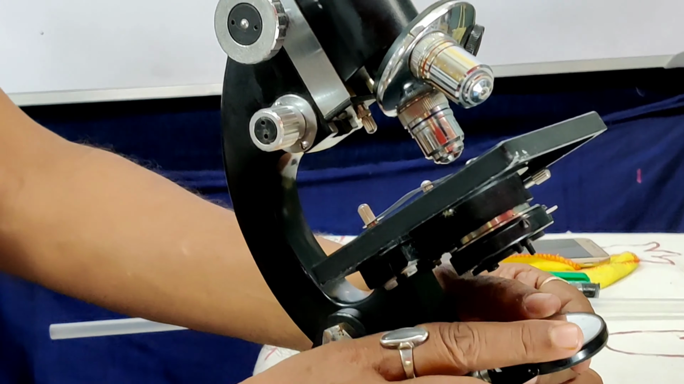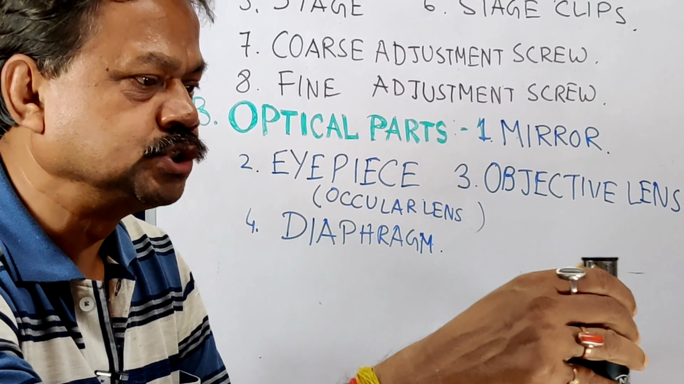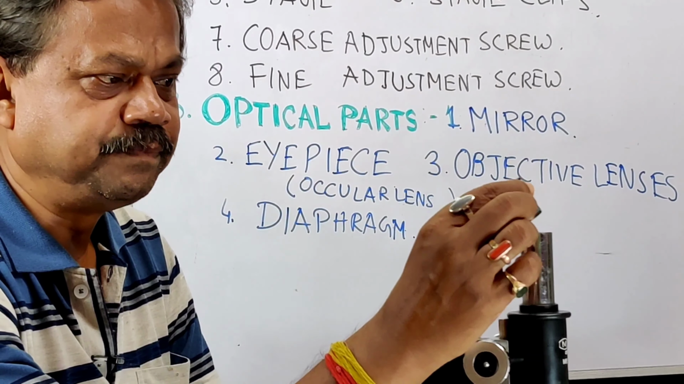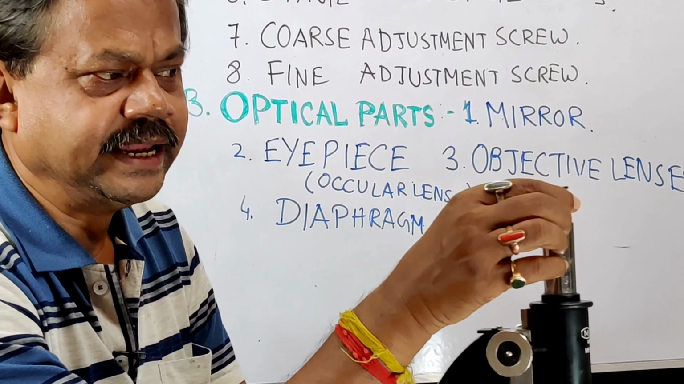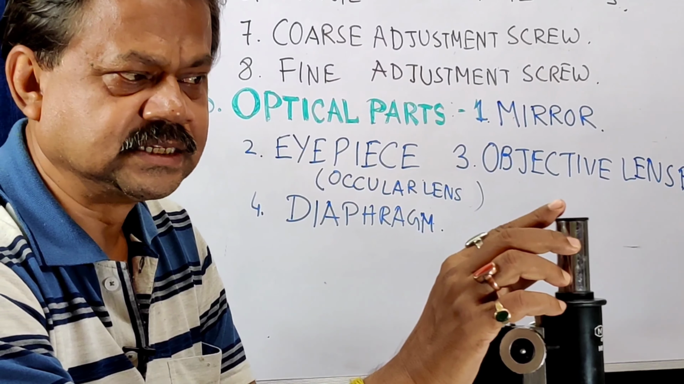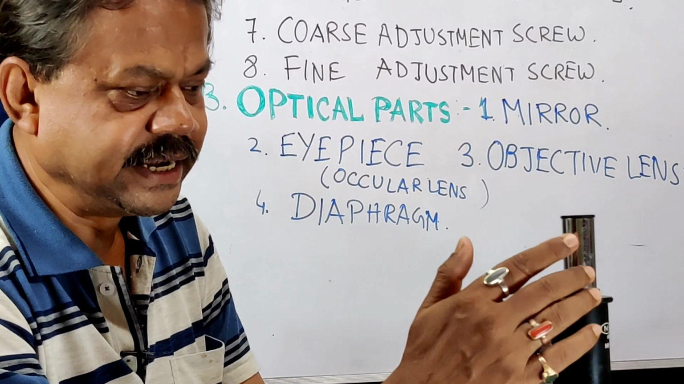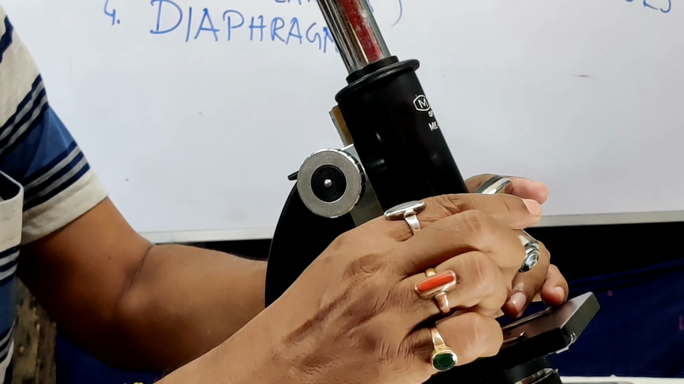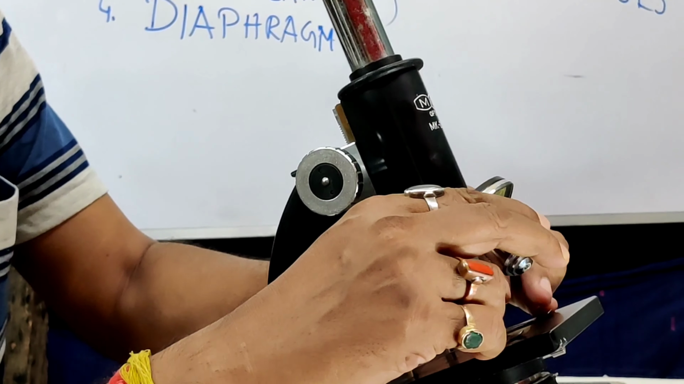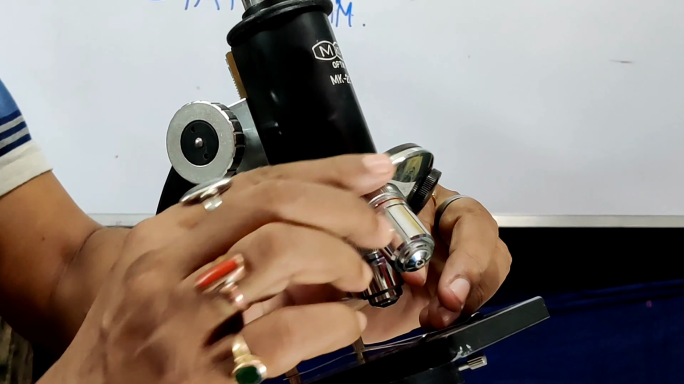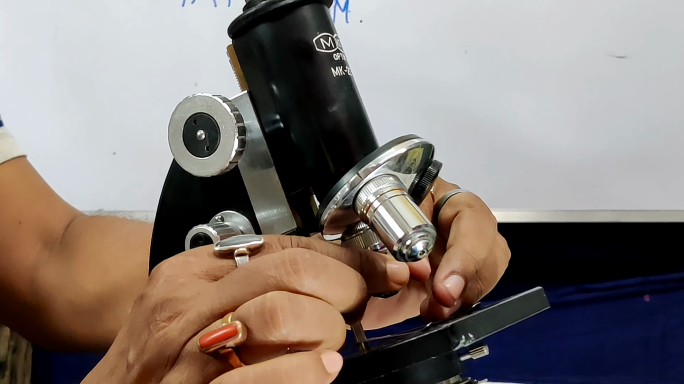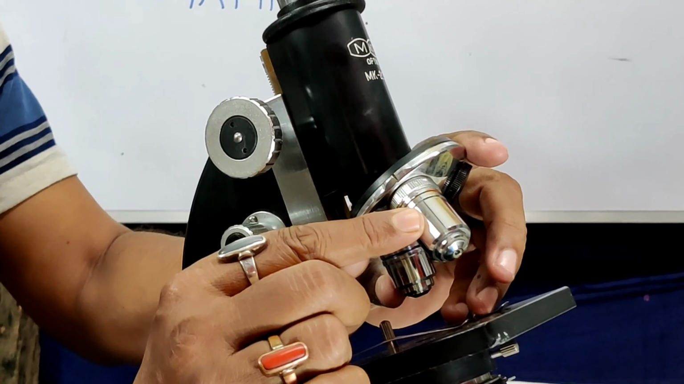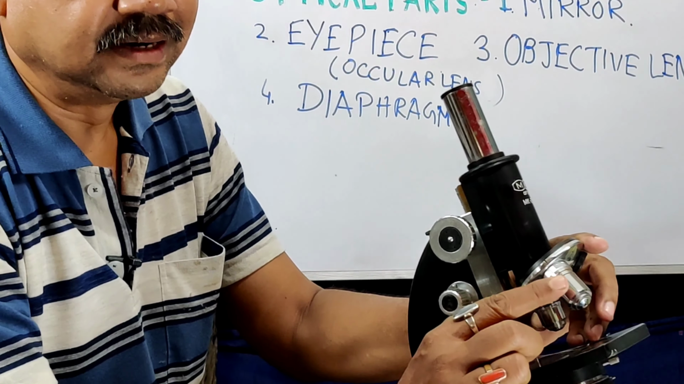This is number one. Number two is the ocular lens or eyepiece. Here you see it is the ocular lens or eyepiece. It may be 10x or 15x. Next comes this portion, called the objective lens. These are called the objective lenses, 1, 2. One is 10x, another is 45x. One is low power, another is high power.